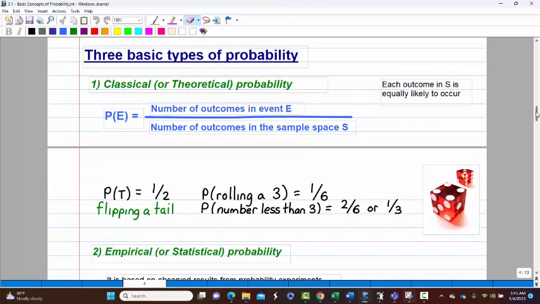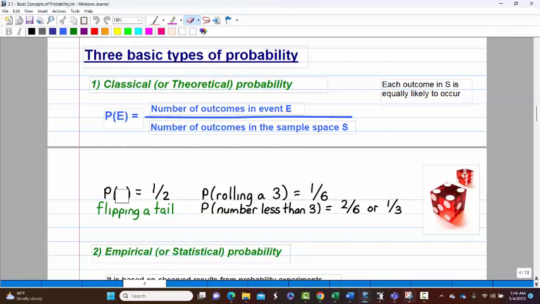3 basic types of probability. First one's classical, or theoretical, probability. It's calculated as the number of outcomes that are in your event E, divided by the total number of outcomes in your sample space S. It can be written as a fraction, or as a decimal, which can then be written as a percent.